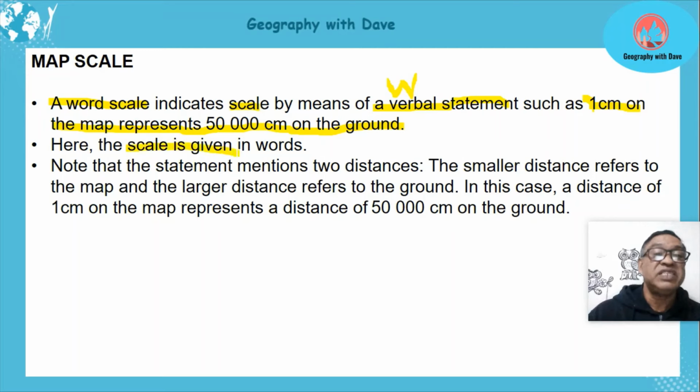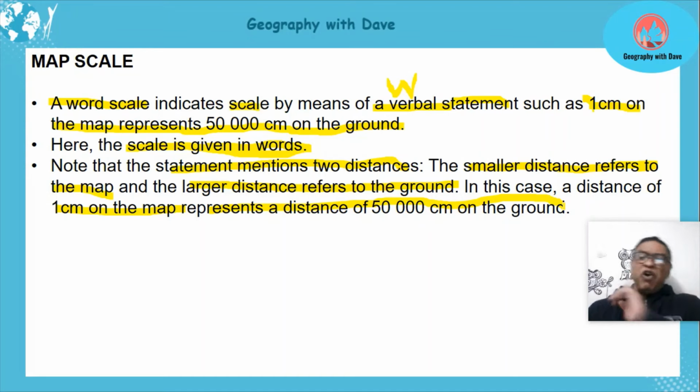So here the scale is given in words, verbal or written. Note the statement mentions two distances. Don't forget: the smaller distance refers to the map, and the larger distance refers to the ground. Always remember that. So I'm writing it again: 1 centimeter on the map represents 50,000 centimeters on the ground.